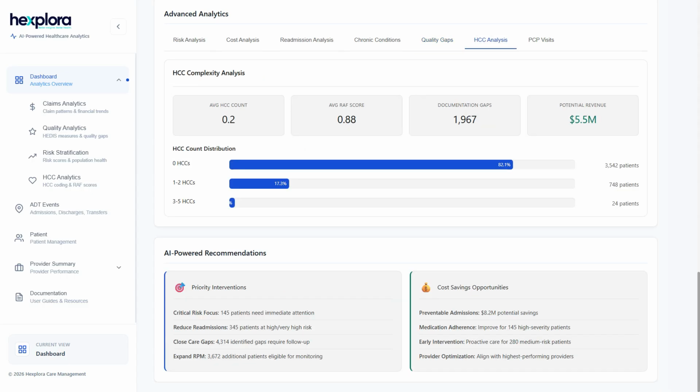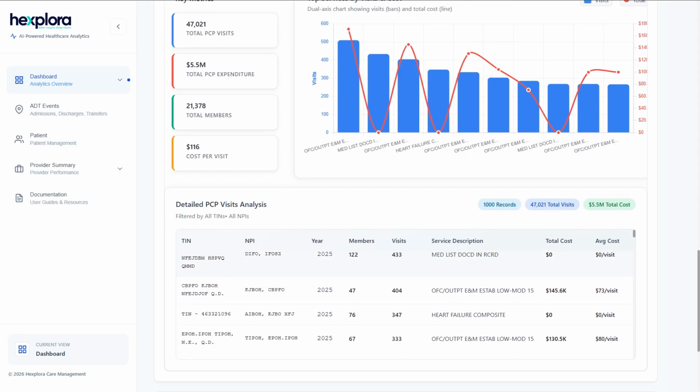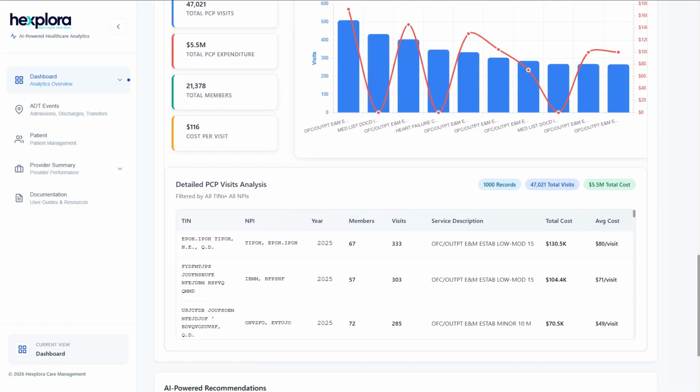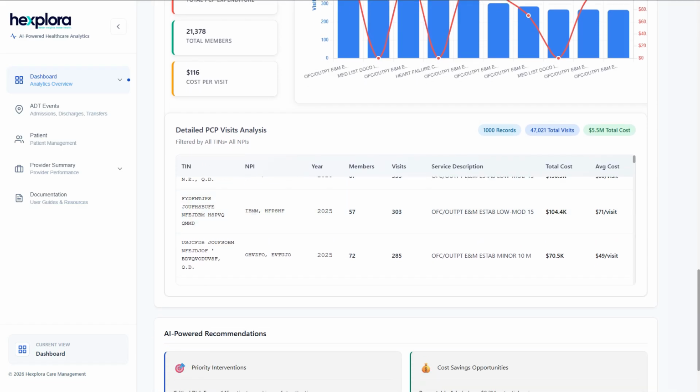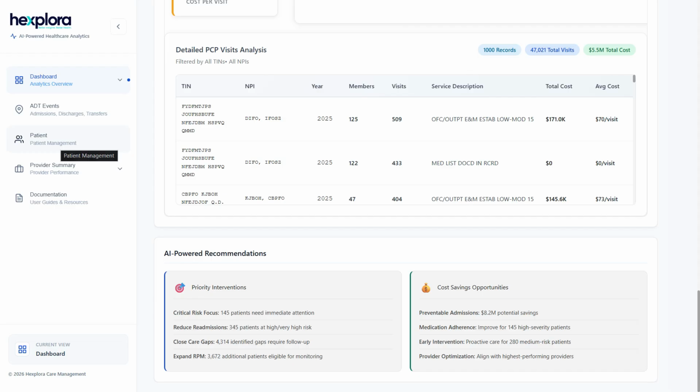In HCC analysis, we present the number of HCC conditions along with the corresponding patient counts. In the PCP visits section, we show the top services by visit volume and cost, followed by a detailed PCP visit analysis displayed in the table below. As we scroll down, AI-powered recommendations identify critical risk patients, preventable readmissions, and the potential cost savings from avoidable admissions. Now let's move on to the member profile report.